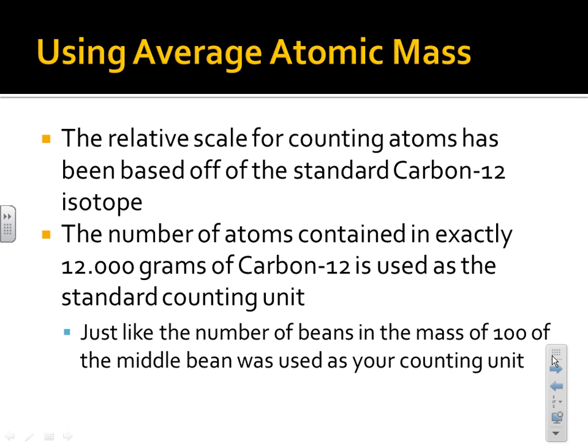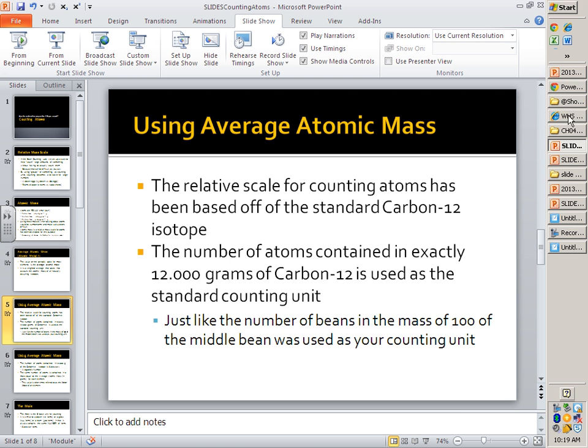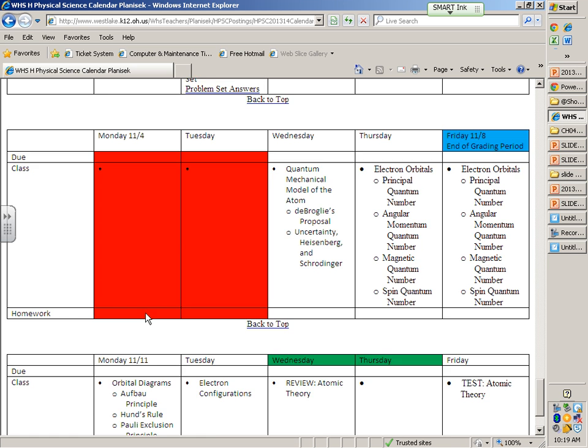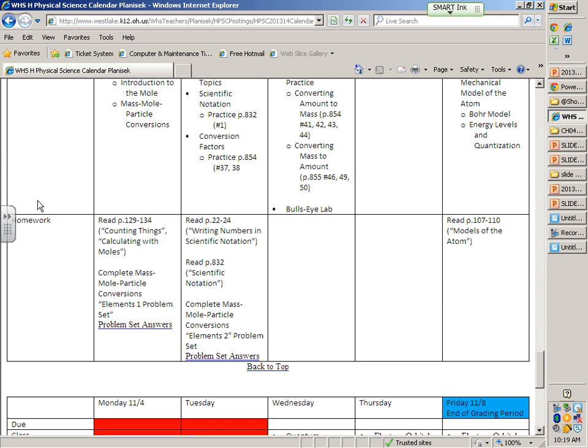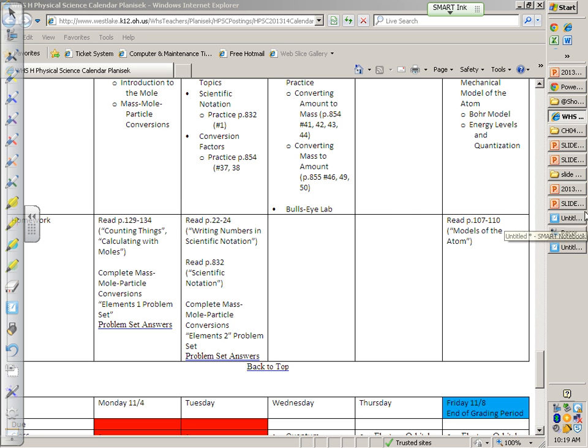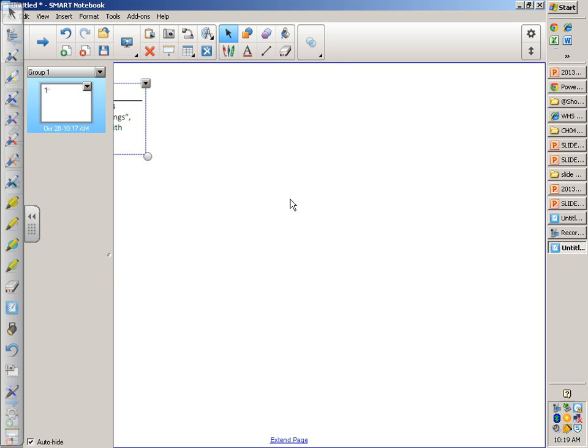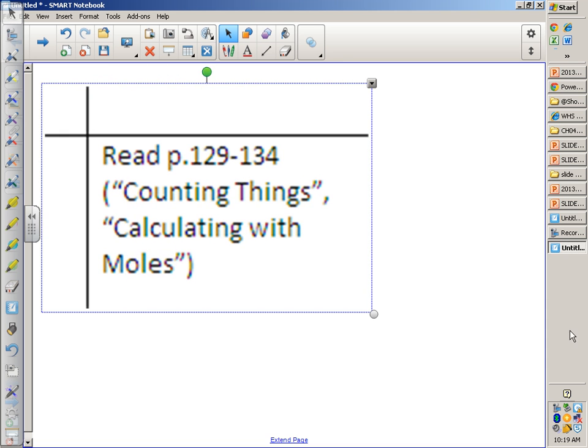So tonight, some reading that you have to do. All I want you to do for homework tonight is read these 5 pages. Page 129 through 134, and we'll explain what we're going to do tomorrow in class.